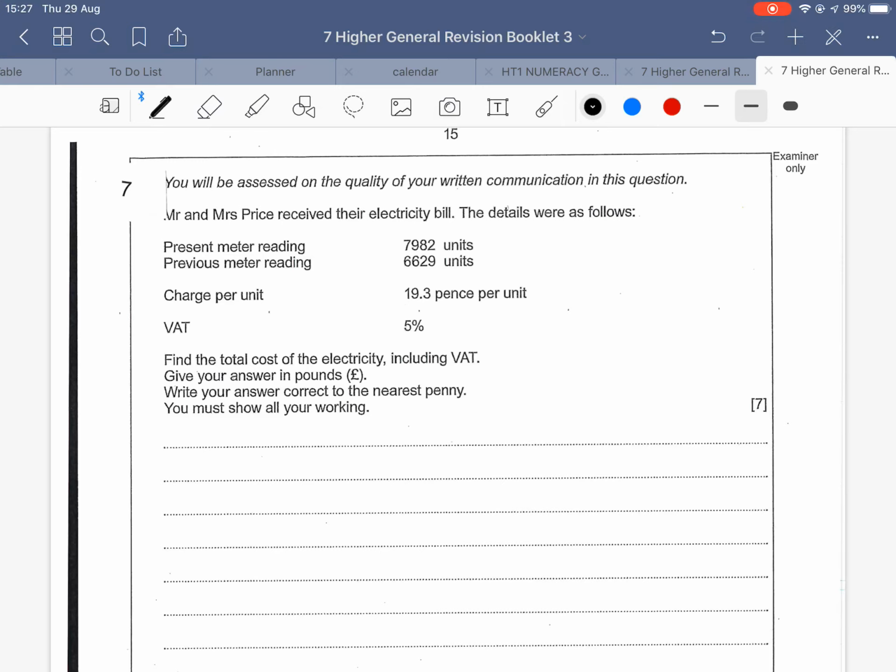Mr. and Mrs. Price received their electricity bill. The details are as follows. Present meter reading is 7,982 units. Previous meter reading is 6,629 units. Charge per unit is 19.3 pence per unit. VAT is at 5%. Find the total cost of electricity including VAT. Give your answer in pounds. Write your answer correct to nearest penny.